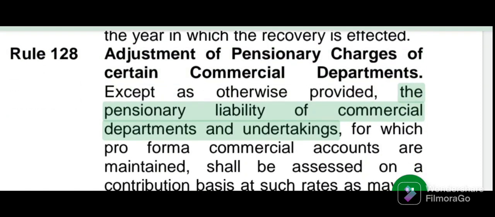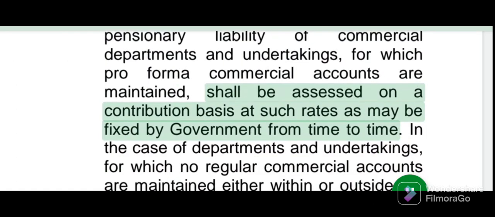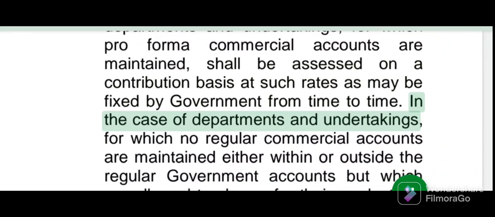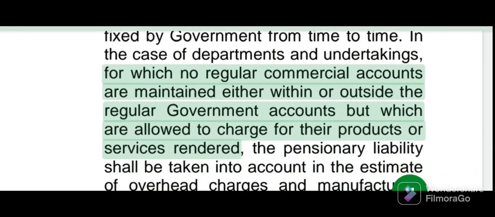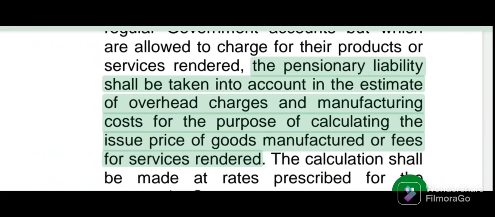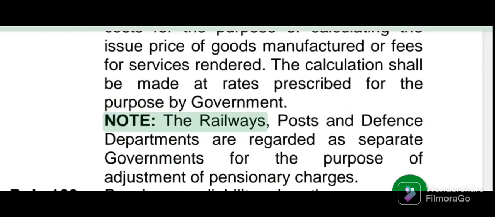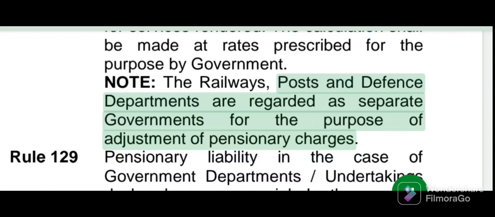Except as otherwise provided, the pensionary liability of commercial departments and undertakings, for which pro forma commercial accounts are maintained, shall be assessed on a contribution basis at such rates as may be fixed by government from time to time. In the case of departments and undertakings for which no regular commercial accounts are maintained, either within or outside the regular government accounts, but which are allowed to charge for their products or services rendered, the pensionary liability shall be taken into account in the estimate of overhead charges and manufacturing costs for the purpose of calculating the issue price of goods manufactured or fees for services rendered. The calculation shall be made at rates prescribed for the purpose by government. Note: the railways, posts and defense departments are regarded as separate governments for the purpose of adjustment of pensionary charges.